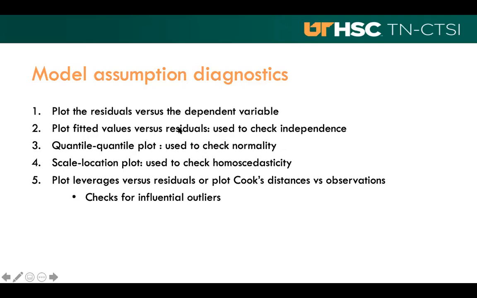And if the plot of residual versus the dependent variable does not follow a certain pattern, we say the linearity assumption holds. We will see this in plots. So plot the residual versus the dependent variable, plot the fitted or predicted versus the residuals. This is used to check independence. And the quantile plot is used to check normality.